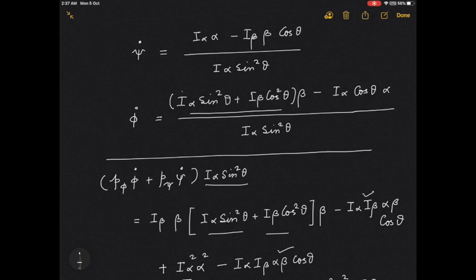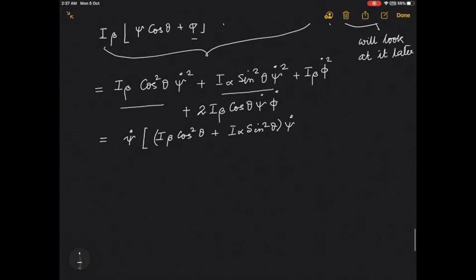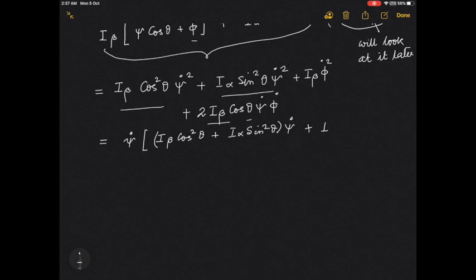Okay, so let us look at P chi. P chi is that term, I alpha sin square theta plus I beta cos square theta times chi dot, and then I have to add to it I beta cos theta phi dot. And that is available here. So I can just take one of this out of two, I beta cos theta phi dot. So this entire thing is P chi.